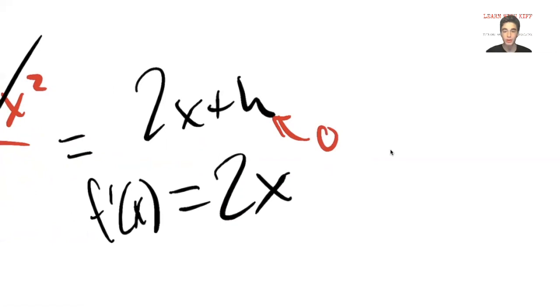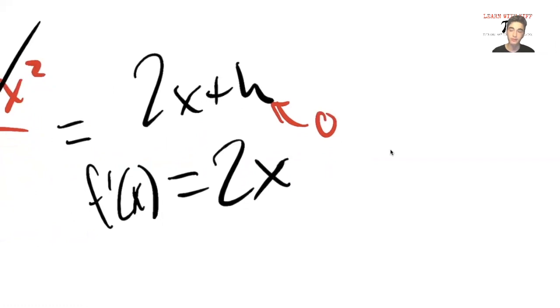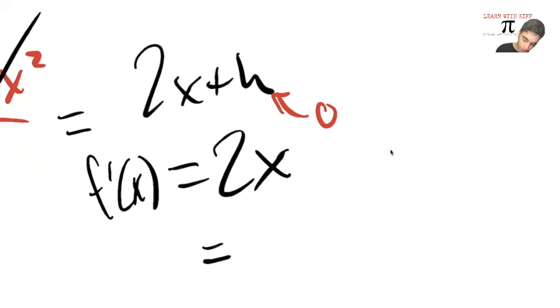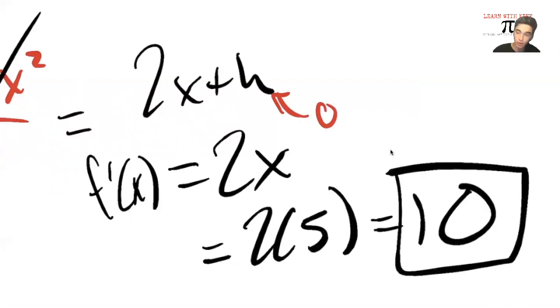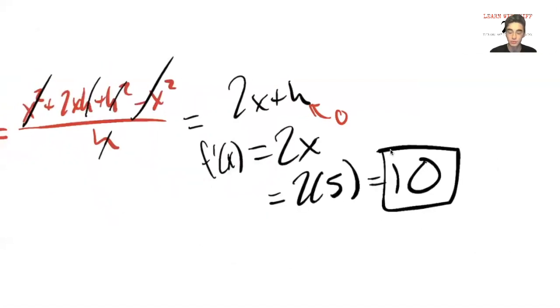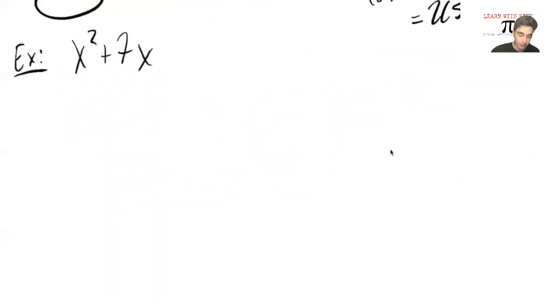And now going back to the whole tangent thing I was talking about before, how would we find the derivative of this graph at the point x equals 5? Well, we would just simply plug in 5 for the x, so it would be 2 times 5 equals 10. That's the slope of the graph of this function at the coordinate where x equals 5. That's just pretty much how derivatives work. So let's move on to the next example.